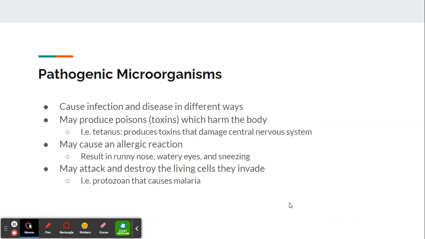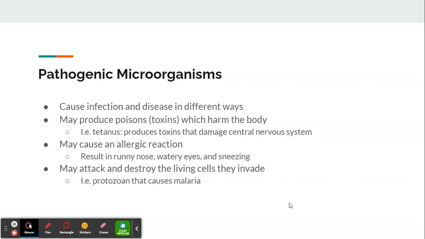Remember, we talked about pathogenic and non-pathogenic microorganisms. So we're going to focus a little bit on those pathogenic microorganisms that cause infection and disease in a variety of different ways. A lot of times we see them produce poisons or toxins that as a result cause harm to our body. So something like tetanus. Most of us have had a tetanus vaccine, but we have to get that renewed at least every 10 years, earlier if you've had some sort of injury or exposure.